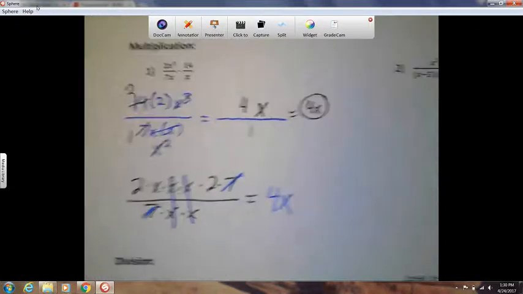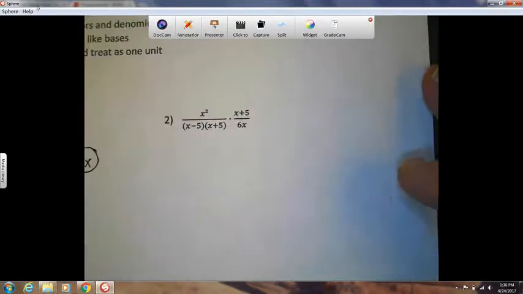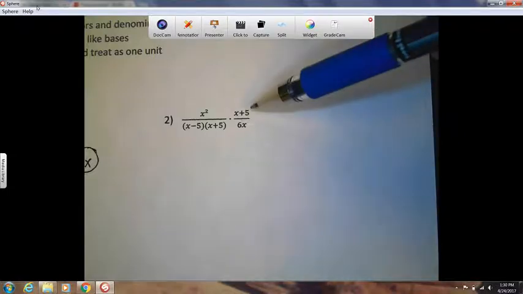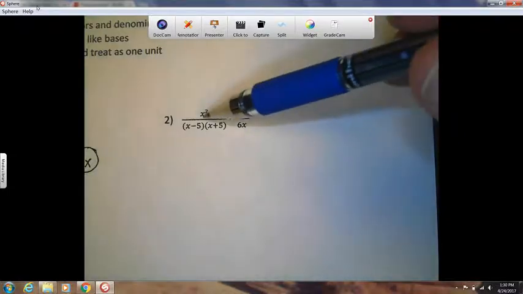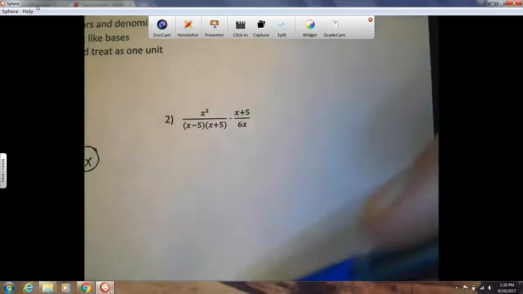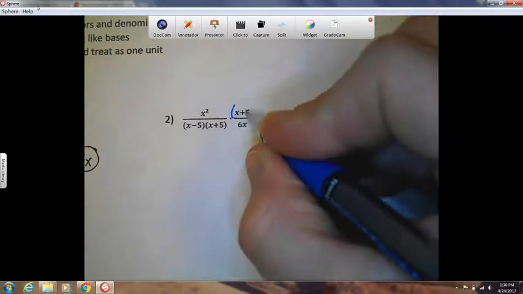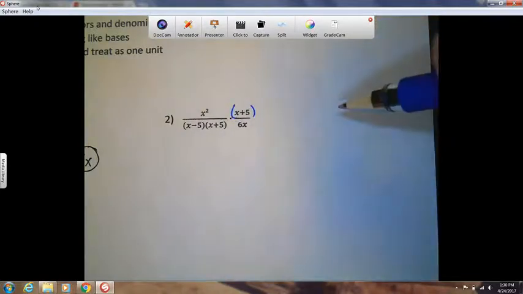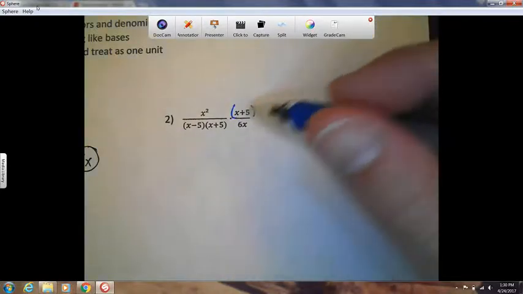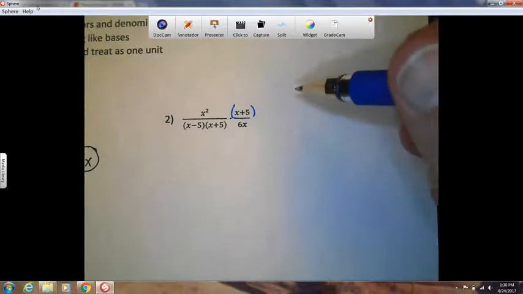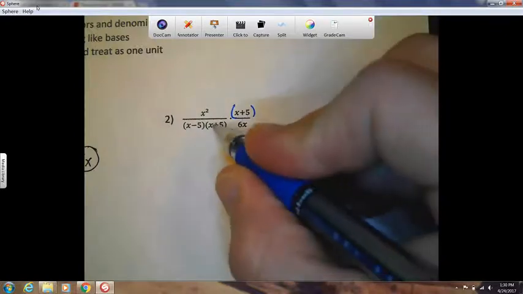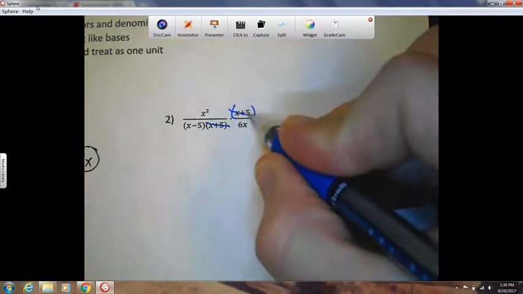Okay, so here we are in multiplication. And remember we have numerators times numerators, denominators times denominators. So I'm going to look at what I can simplify. You have to keep in mind that these binomials have to be treated as one term. So this x plus 5 cannot be broken apart. But I can, however, cancel out x plus 5 with x plus 5.